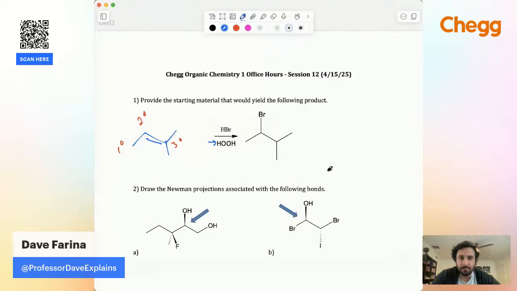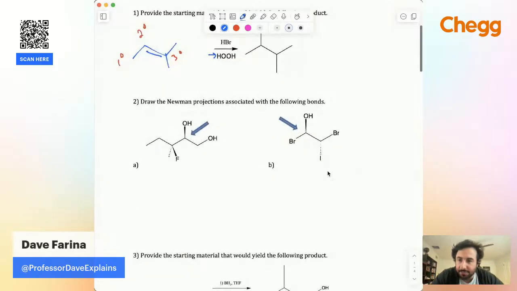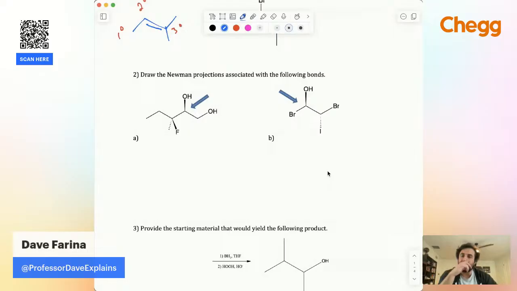Okay. Let's go to the next one. Last time we did a couple of Newman projections, and I think it's good to always practice those a little bit. So let's do a couple more Newman projections here. We have this compound, and we're looking down this bond. So here's our eyeball, right? We're in the screen, and we're looking down this bond right here. We're looking down that carbon-carbon bond. And so we're going to draw what we see.